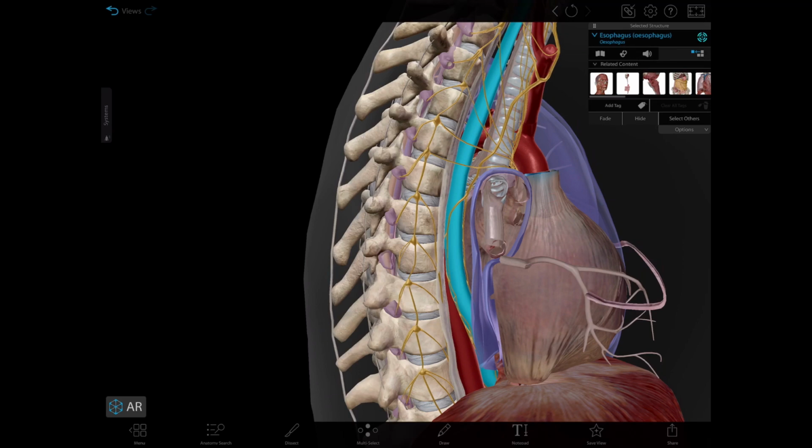Lastly, another structure we're going to see in the area of the mediastinum is the esophagus. However, we will not discuss this in this particular part. We're going to discuss it again in the next part.